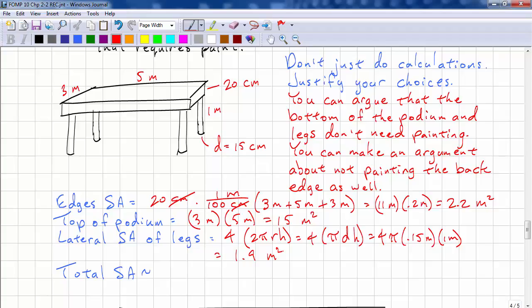And to calculate the total, we just add up the calculations. 2.2 meters squared plus 15 meters squared plus 1.9 meters squared. And this gives us 19.1 meters squared.